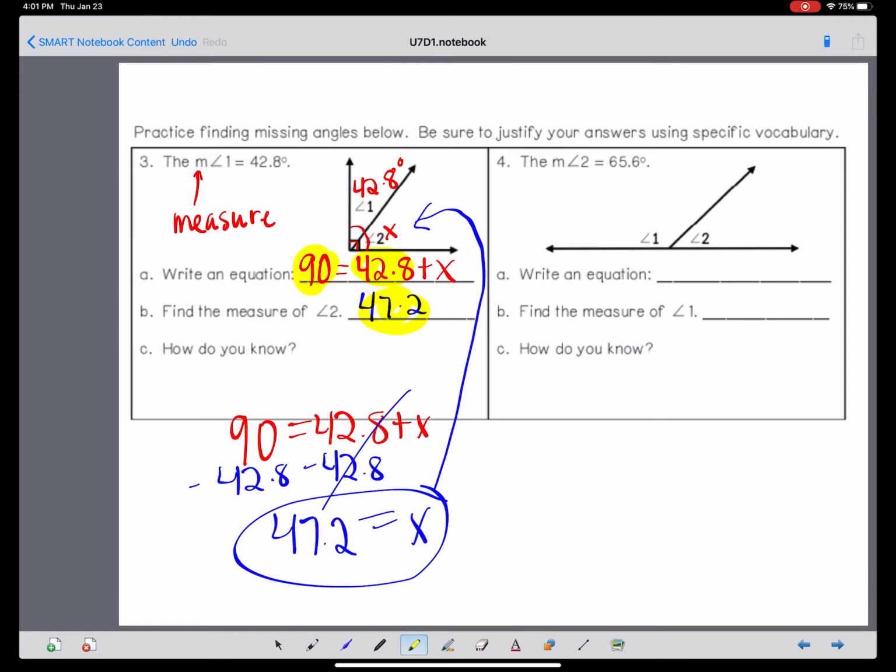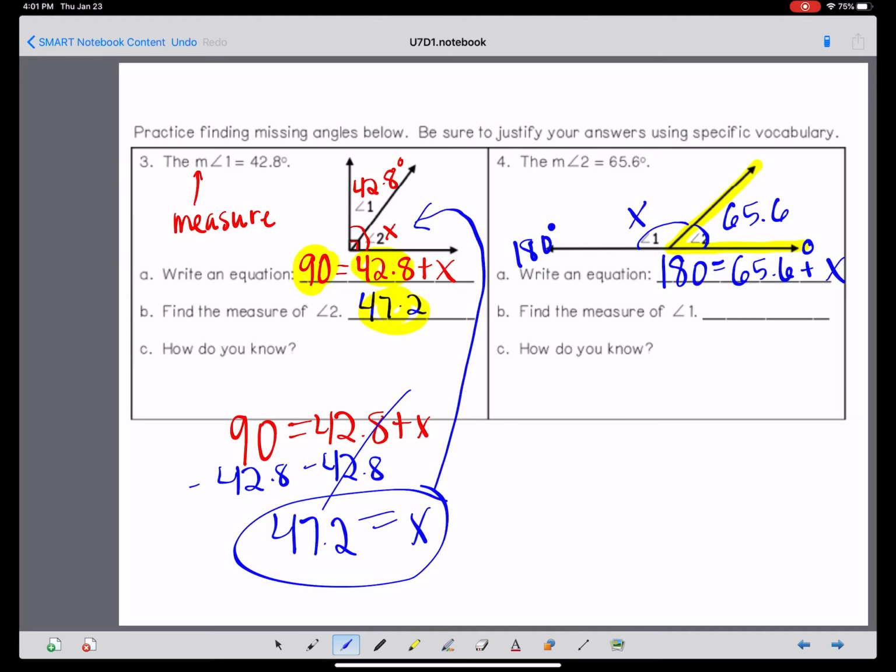All right, number 4, find the measurement of angle 2. Oh, it says the measurement of angle 2 is 65.6 degrees. This angle right here, it says is 65.6 degrees. We need to figure out the other angle. Well, I know that a straight line is equal to 180 degrees, and this is 0 over here. So if I already have 65.6, I can subtract that from 180. And if I were to write an equation, it would look like this. 180 is equal to 65.6 plus x.